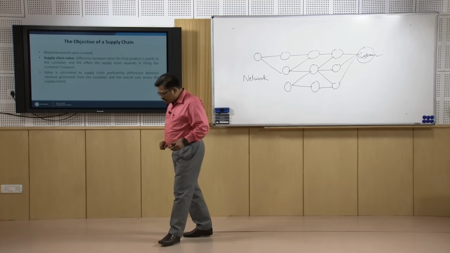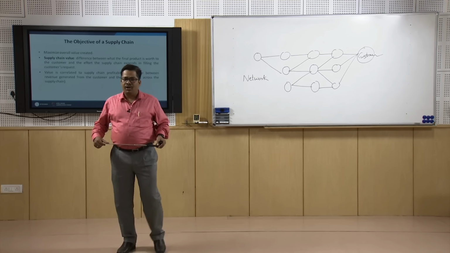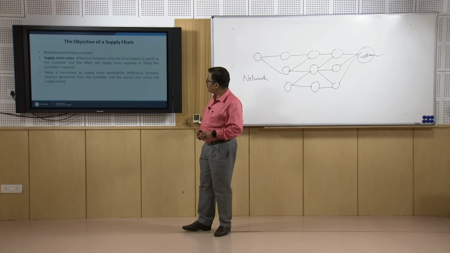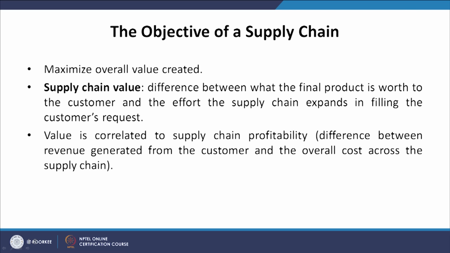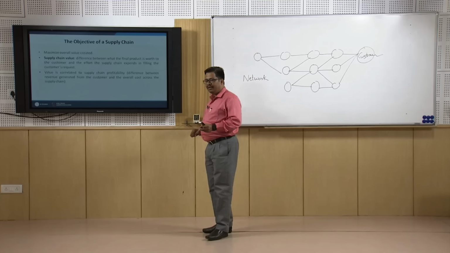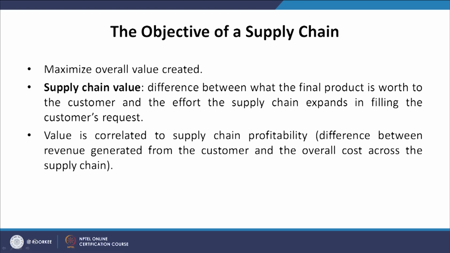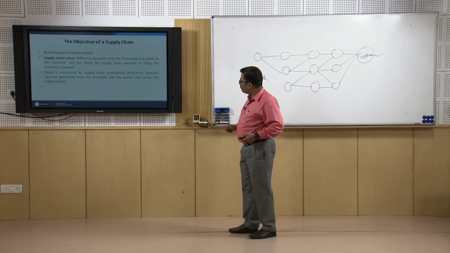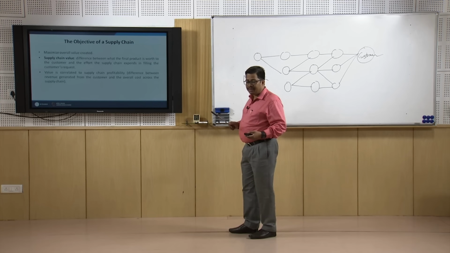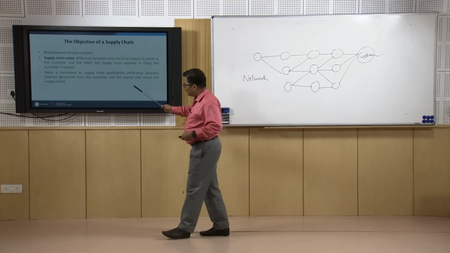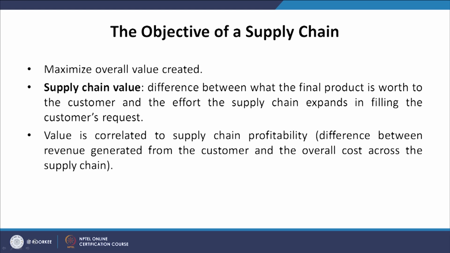Now let us see the typical objectives of a modern day supply chain. The objective is to maximize the value which we are creating in the supply chain. The supply chain value is actually the difference between what the final product we are offering to the customer is worth and how much the customer is giving for that, and this value we can directly relate with the profitability of the supply chain.